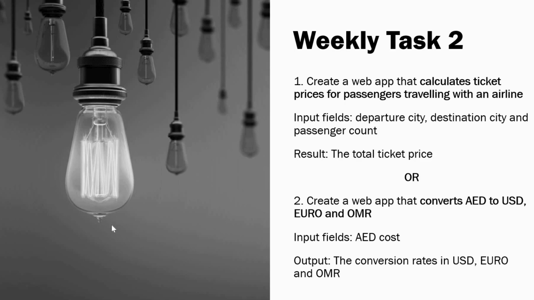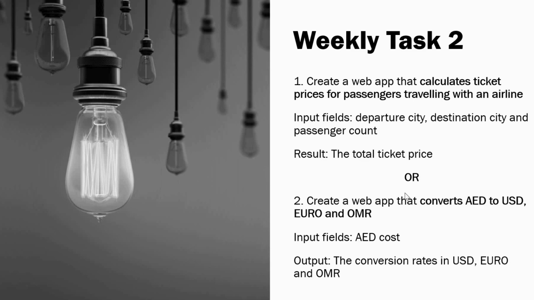You have two options. You can create a ticket cost calculator for passengers who are traveling with one airline, where the passenger will input the departure city, destination city, and also the passenger count, and you have to give the total ticket price. You can just take 2 to 3 cities because we don't want to work with a lot of data as of now. How we do that with a lot of data, we'll cover in further sessions.